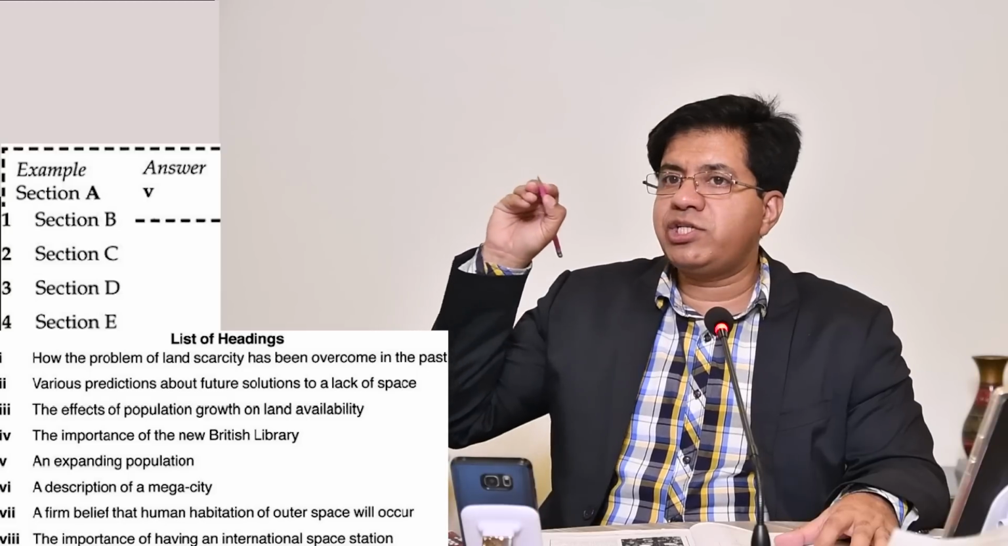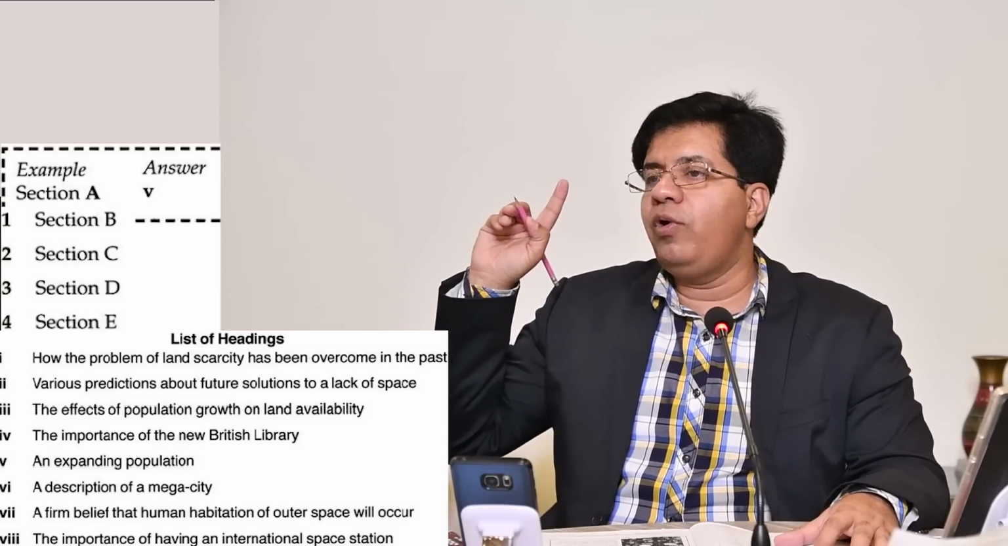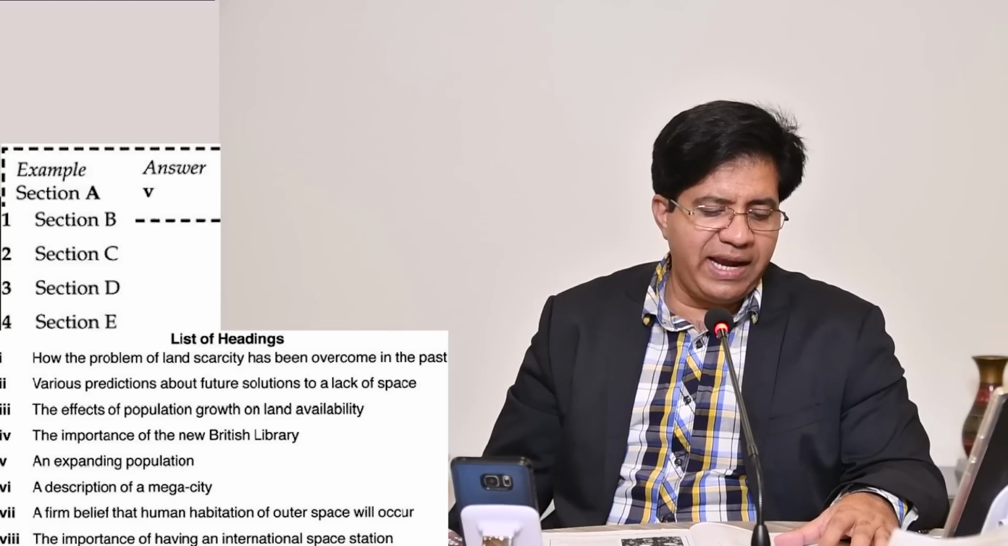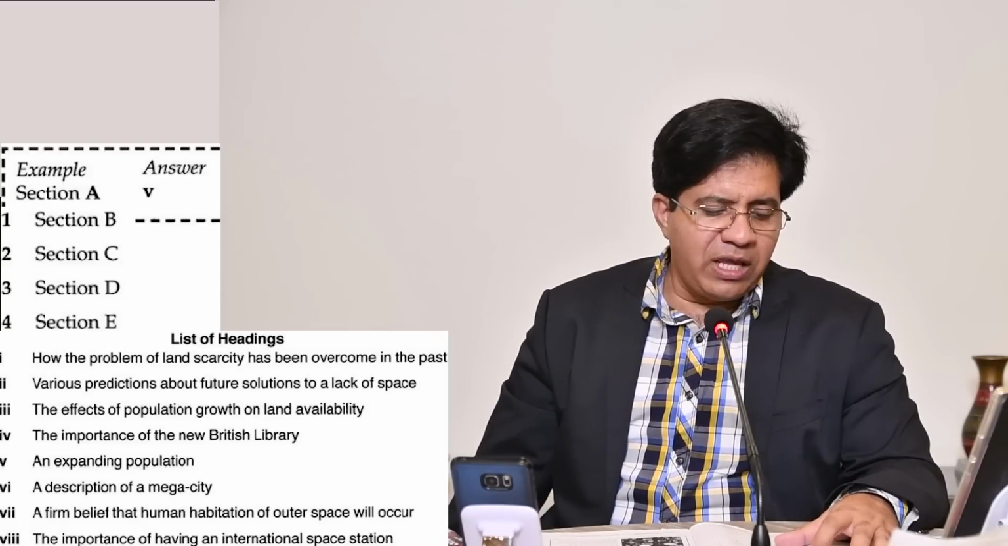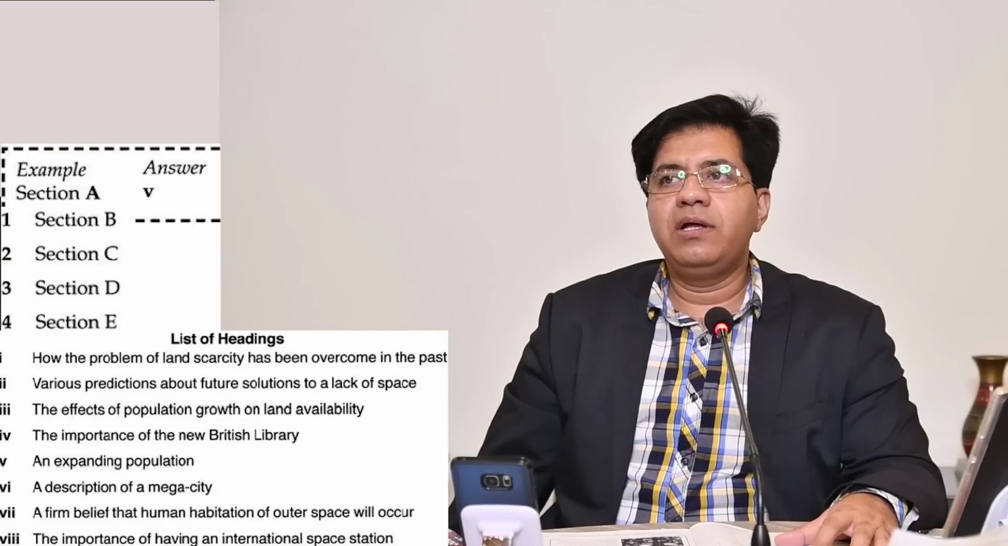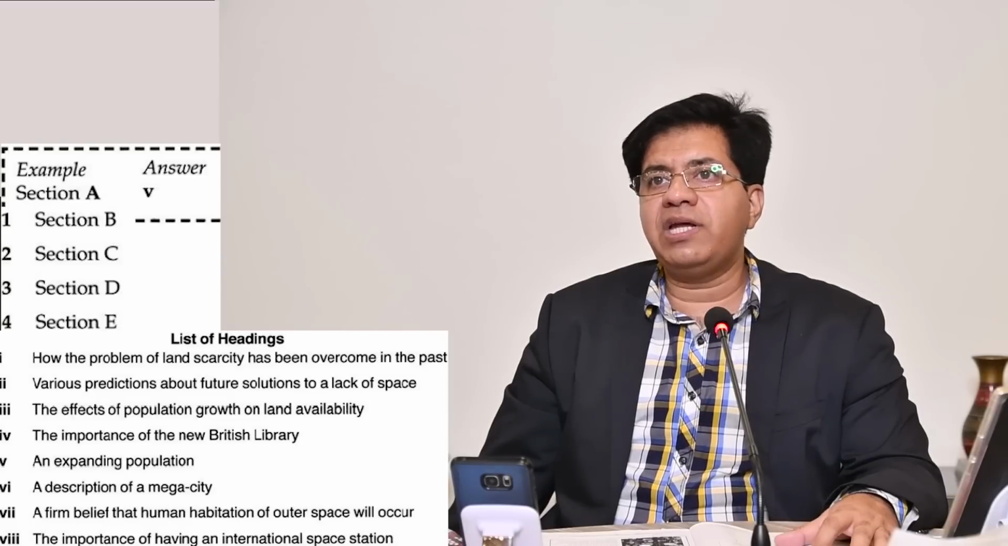Okay, so population is the main thing. Now we are only reading the headings. We are not reading the passage, okay? First, you should skim read all the headings. Heading number 4, importance of New British Library. Underline New British Library. Importance and New British Library.